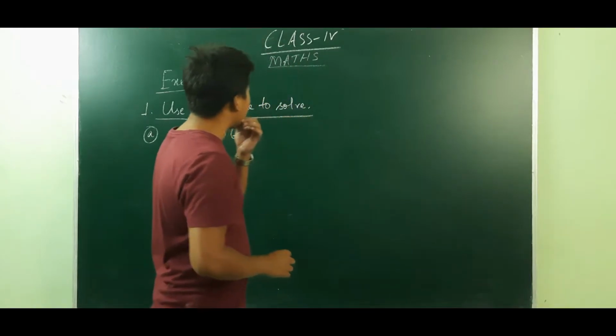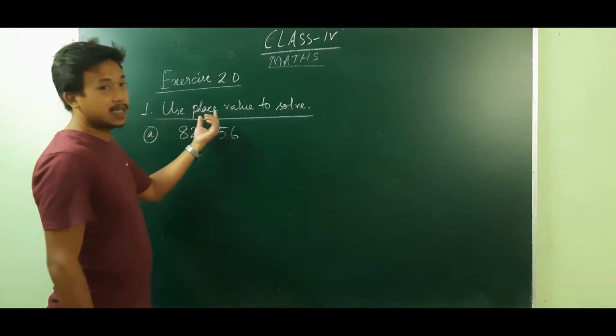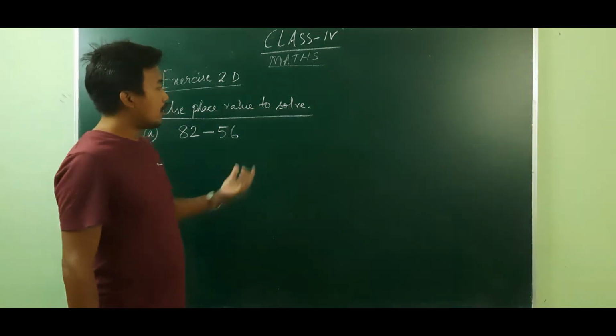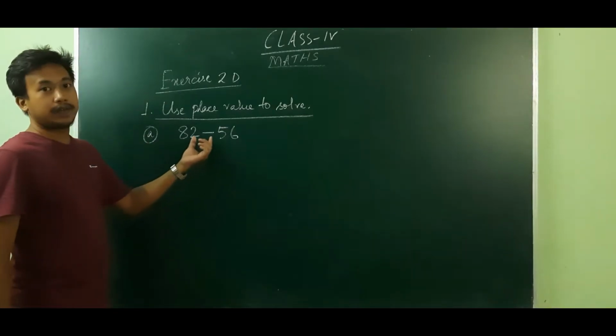New topic, that is from exercise 2D. That is question number 1. Use place value to solve. Okay. Now here from the book I have written question number 8, that is 82 minus 56.